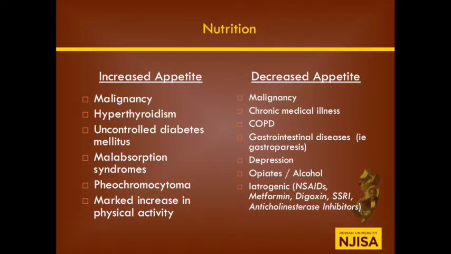Turning to nutrition. So, factors that cause increased appetite include malignancy, hyperthyroidism, uncontrolled diabetes, malabsorption syndromes, pheochromocytoma, and a marked increase in physical activity. Decreased appetite can be caused by malignancy, chronic medical conditions, COPD, GI diseases like gastroparesis, depression, opiates, alcohol, and other iatrogenic causes, which means that medications like NSAIDs, metformin, digoxin, SSRIs, and acetylcholinesterase inhibitors will cause decreased appetite.